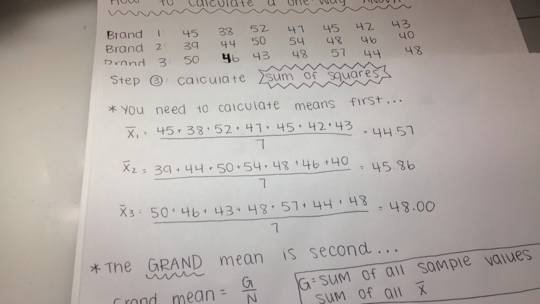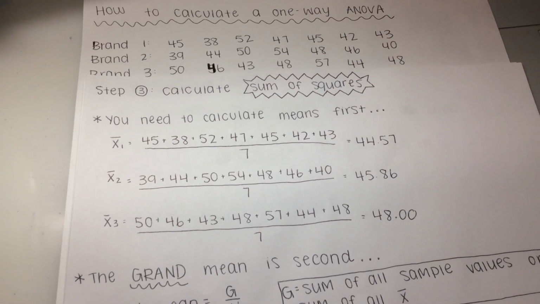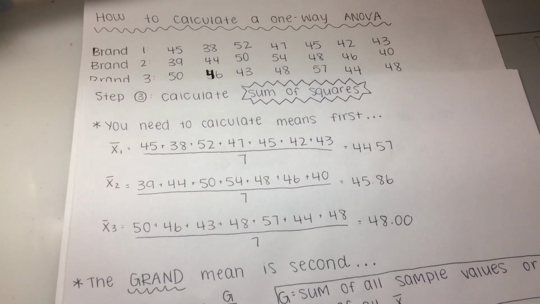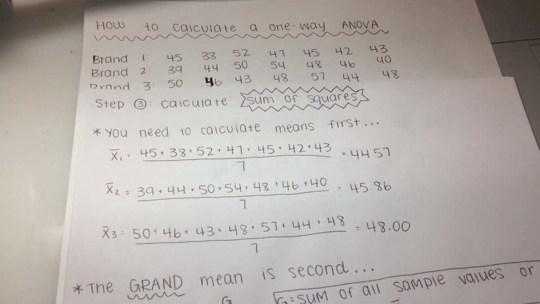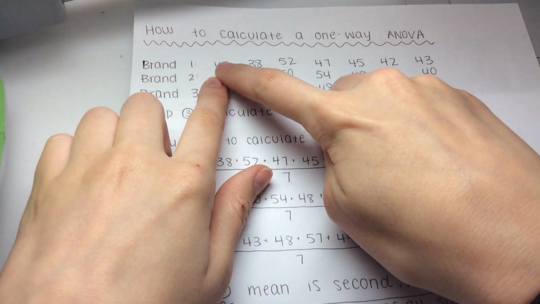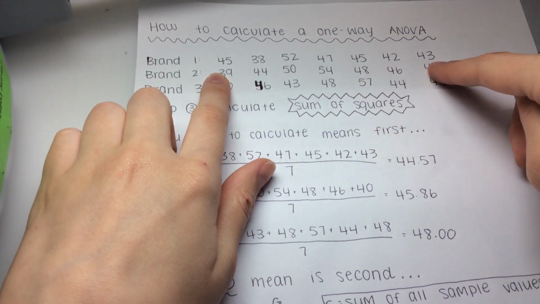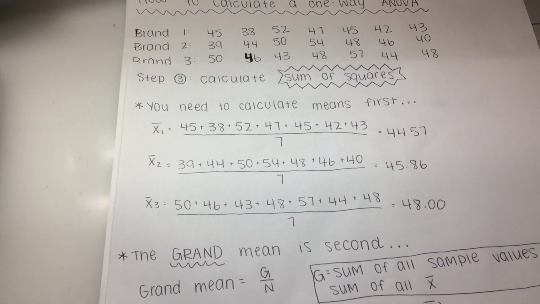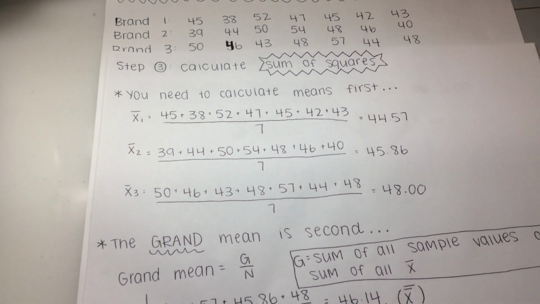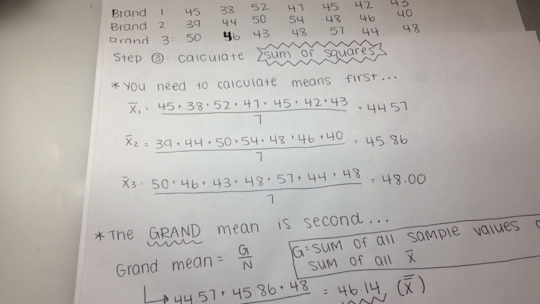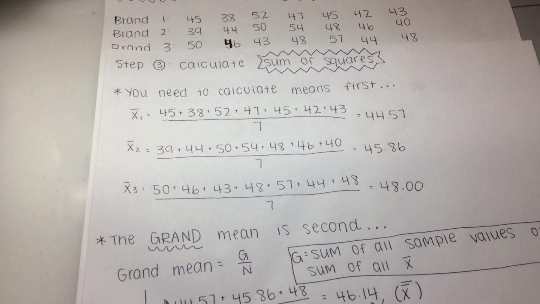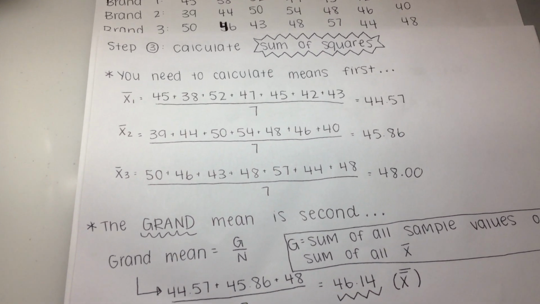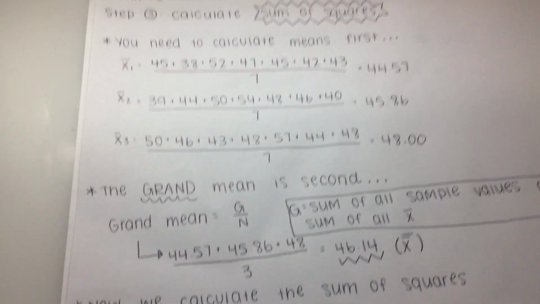For step 3, we are calculating the sum of squares. First, you will need to calculate the means of each individual brand. You do this by summing up each value for the brand, then dividing by the total number, which in this case is 7. So, the mean for brand 1 is equal to 44.57. The mean of brand 2 equals 45.86. And the mean of brand 3 is equal to 48.